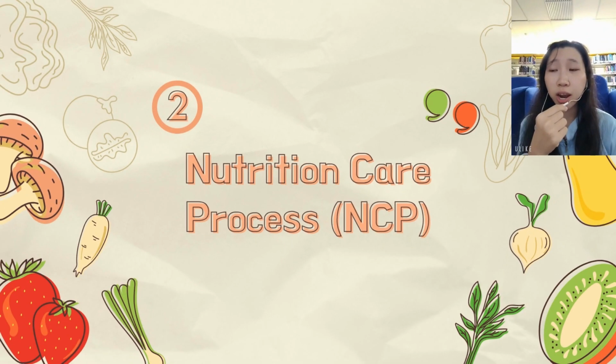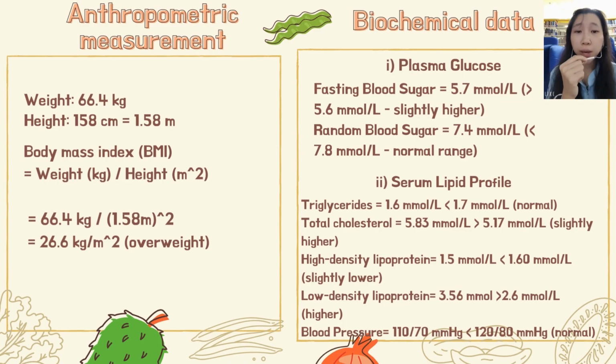Secondly, I will share about the nutrition care process, which is NCP. Based on the information, we can know that May is an overweight person. Her BMI is 26.6 kg per meter square. Next is the biochemical data. The fasting blood sugar of May is 5.7 mmol per liter, which is slightly higher than normal, and the random blood sugar is 7.4 mmol per liter, which is within the normal range.